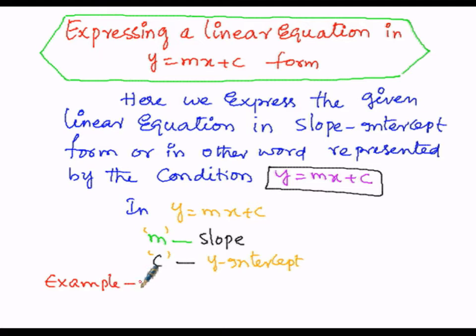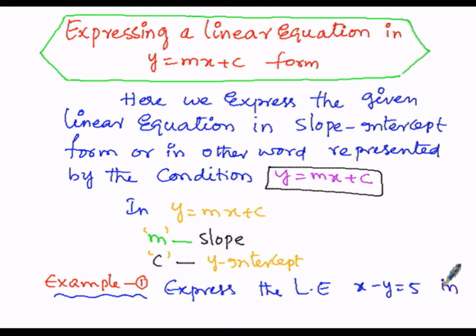So, example number 1. In this regard, express the linear equation x minus y equals 5 in the form y is equal to mx plus c. Now, in order to express the linear equation that is given for us, x minus y equals 5, in the form of y is equal to mx plus c.